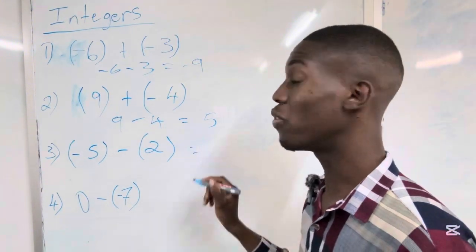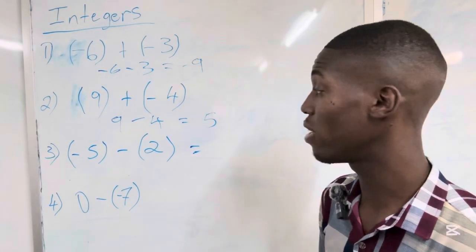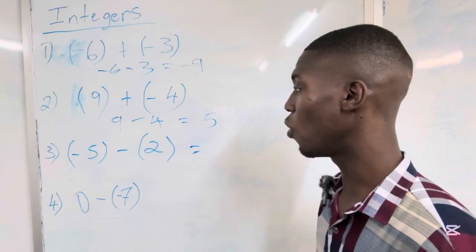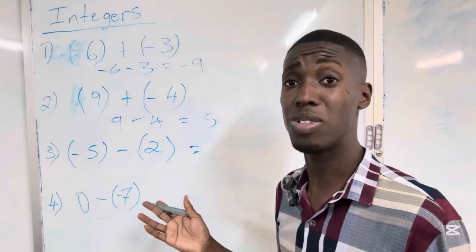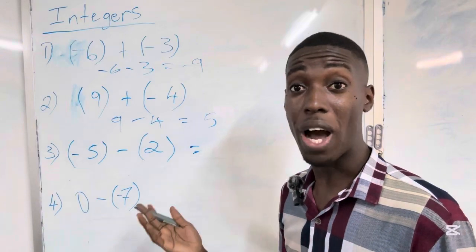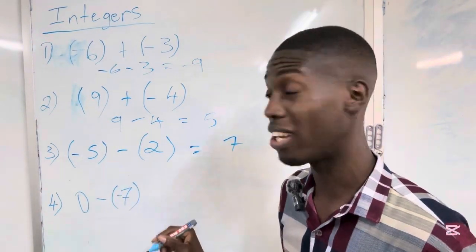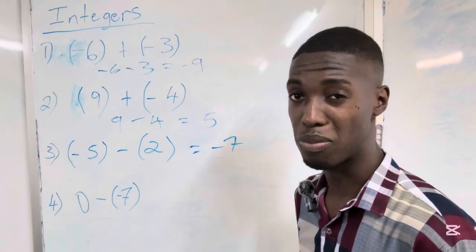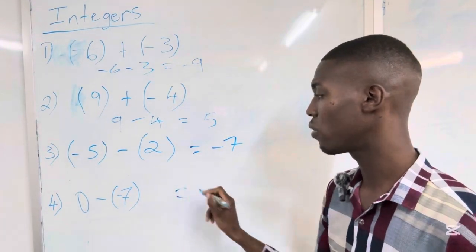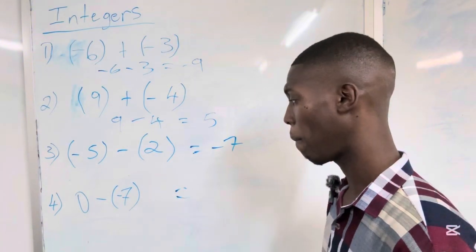So moving on, number 3. We have minus 5 minus 2, right? So we have like terms again, right? Remember the rule. Like terms, you add: 5 plus 2 is 7, and you keep the sign, negative 7. Pretty easy.